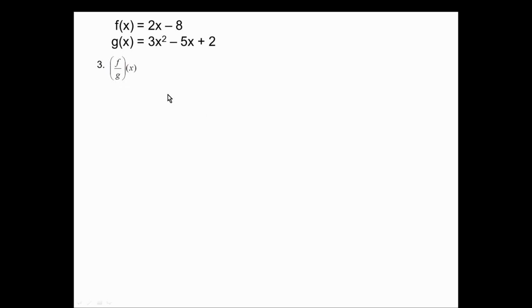Oh, I have two number threes now. So f over g of x, remember, that's going to be f of x over g of x. So I'm going to have 2x minus 8 over 3x squared minus 5x plus 2. And that's all you can do. Notice the quotient's actually kind of easy.